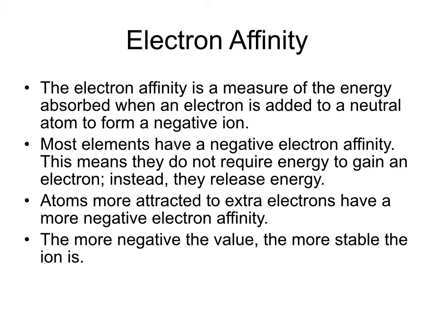I said that electronegativity was the last one, but I actually want to also mention electron affinity quickly, because this is where some people start to get a little confused. The electron affinity is the measure of the energy that's absorbed when an electron is added to a neutral atom to form a negative ion. Most elements are going to have a negative electron affinity, meaning it doesn't require energy to get that electron. Instead, once they get that electron, they actually release energy. The more negative the affinity, the more stable the ion is.